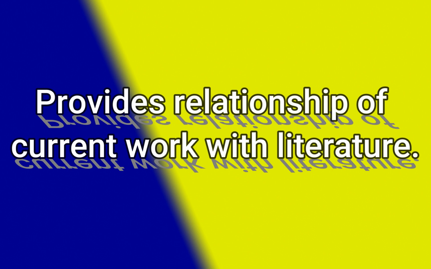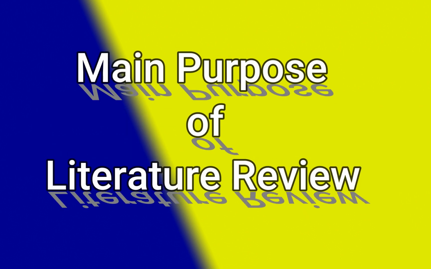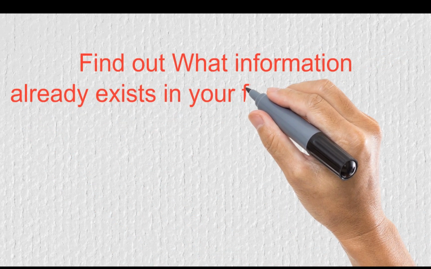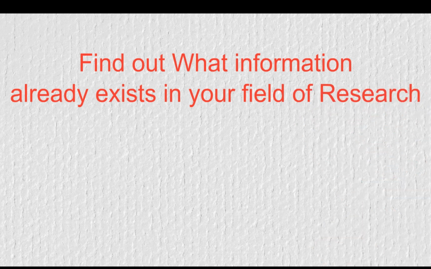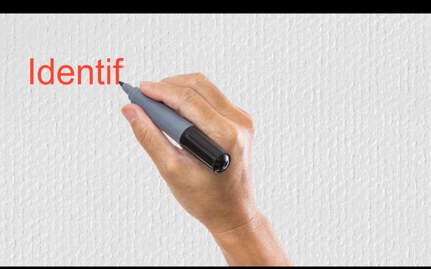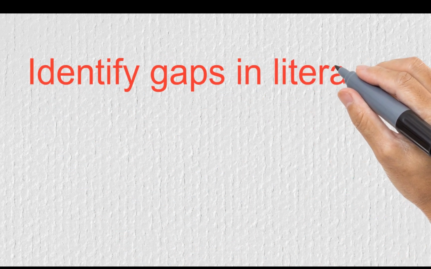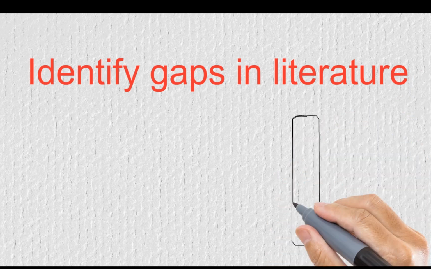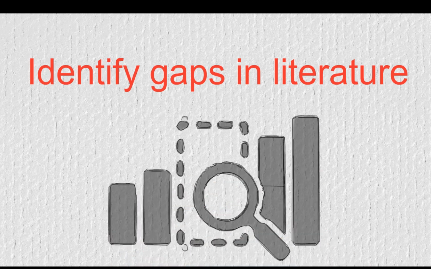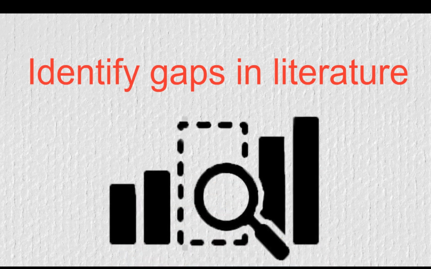I will briefly talk about the main purposes of a literature review. The first purpose is that doing a literature review enables us to find what information already exists in our field of research. The second purpose is that it identifies the gaps in the literature. It can help us find gaps. What are those gaps? And then we have to provide solutions to those gaps in our research work.